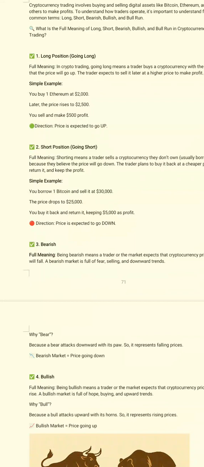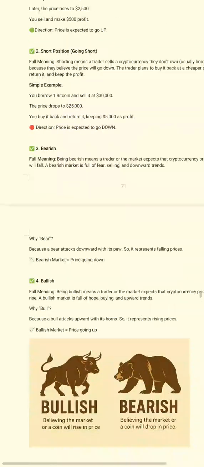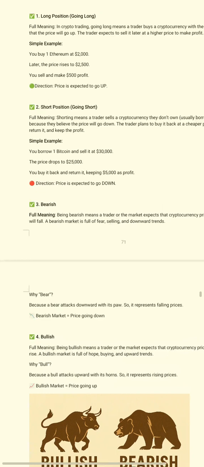So that is how it works. Short means you are predicting that the market is coming down, so you take it down. If your prediction works that way, you begin to make money. Then, what is bearish? Full meaning of bearish.